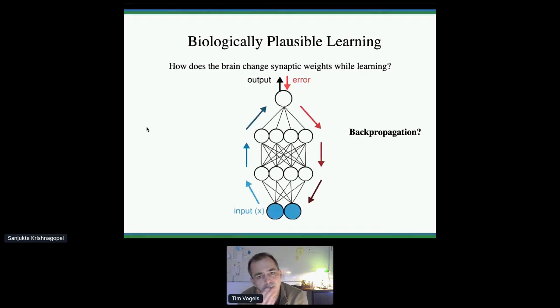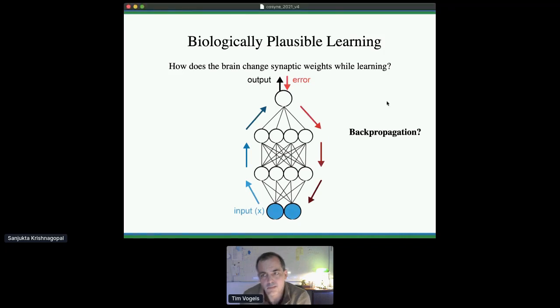Okay, so I think it's well accepted that learning in the brain happens as a consequence of changes in synaptic weights. And how these synaptic weights change is still a bit unknown. If you ask machine learning people, they'll tell you the answer is backpropagation, where some input goes through the network through several layers all the way to the output.